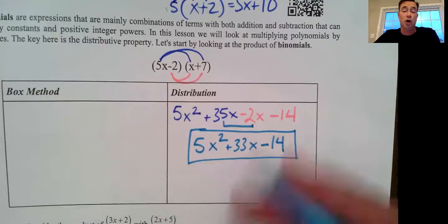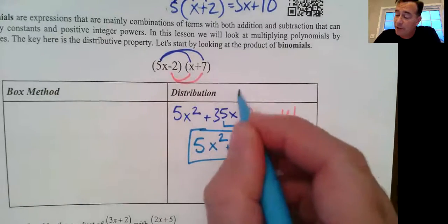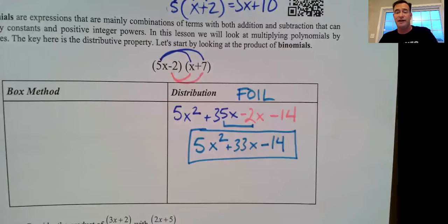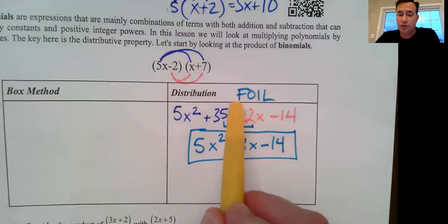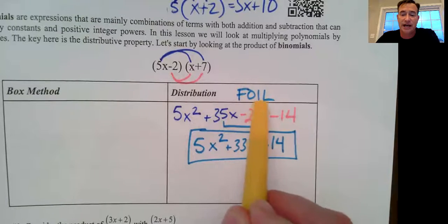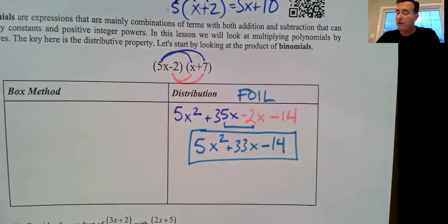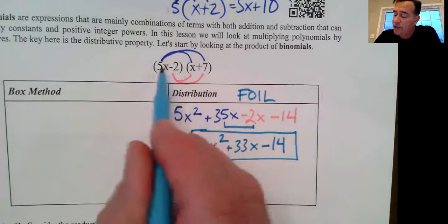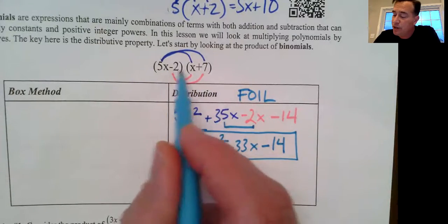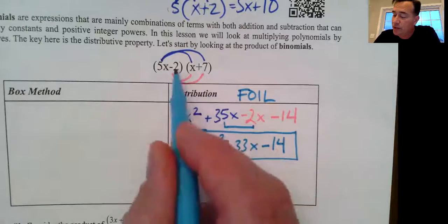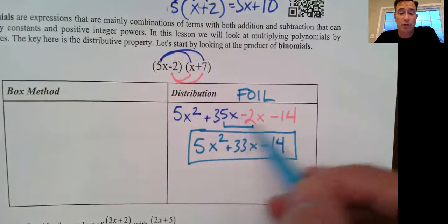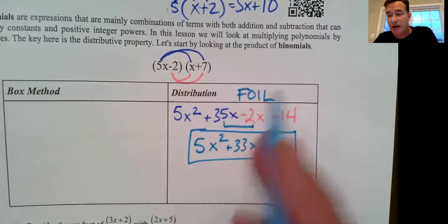Another thing that this has been called in the past is FOIL, F-O-I-L, and FOIL's fine. It's a mnemonic device used to remember which ones you pair with each other. This stands for first, outside, inside, and last. So our first terms multiply together, our outside terms multiply together, our inside terms multiply together, and our last terms multiply together. All it is is a way of remembering to distribute twice. It doesn't matter how you remember it.